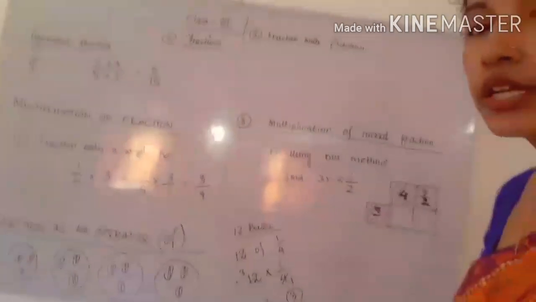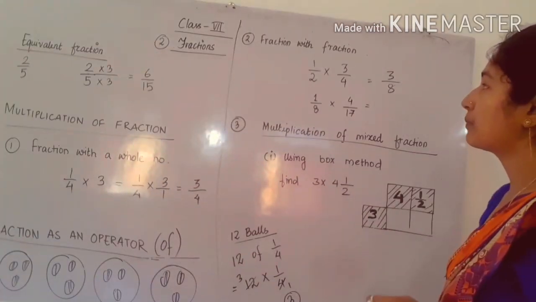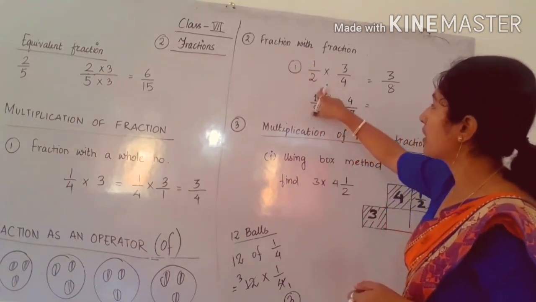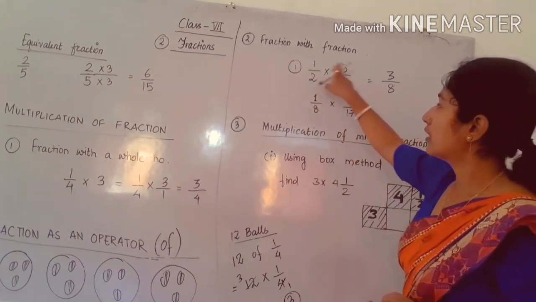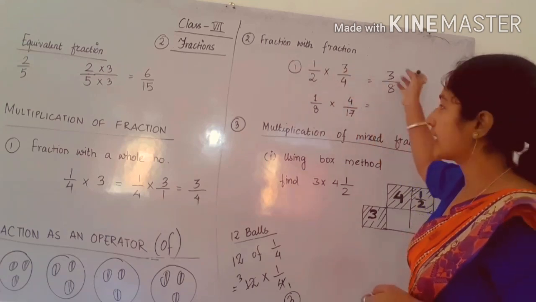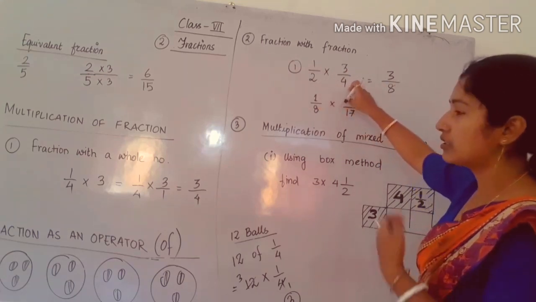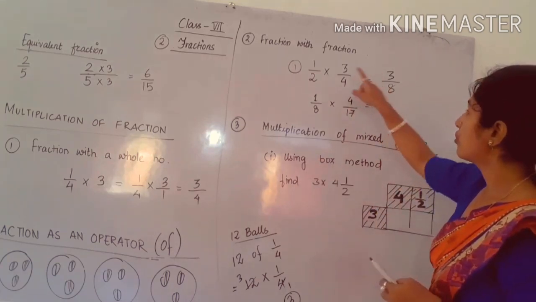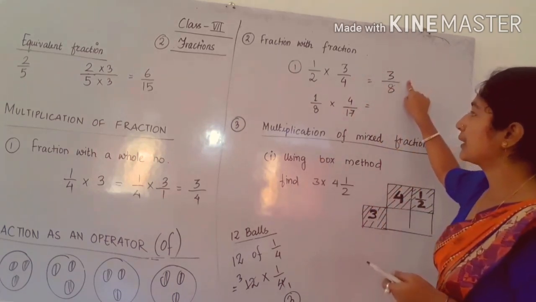So next, come to the next topic. The next topic is to multiply a fraction with a fraction. See the first example: you have to multiply 1 by 2 with 3 by 4. Here you multiply the numerators, and secondly you multiply the denominators, just the same as you did in the first point. So the final answer is 3 by 8.